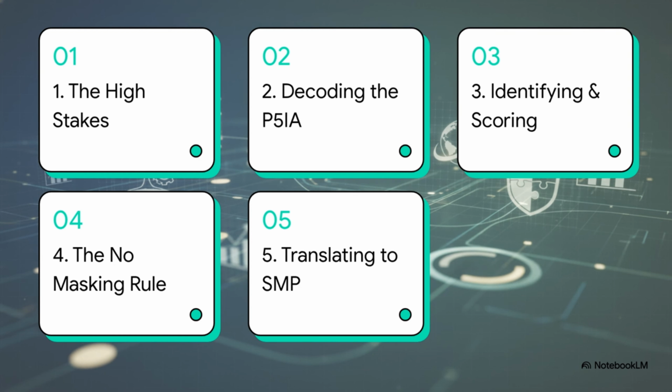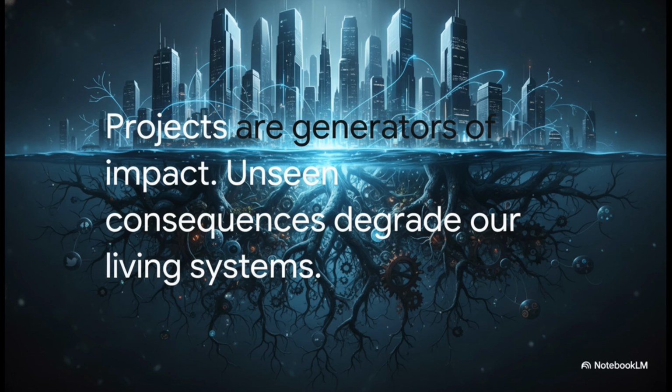So here's the cinematic reality of what we do. Projects don't just deliver a new piece of software or construct a building. They are massive generators of unseen impacts. And a lot of times, those unseen consequences can seriously degrade our living systems. Good intentions? Totally useless here. To actually manage these hidden impacts, we need a disciplined tactical framework. We have to figure out how our projects maintain, degrade, restore, or actually enhance system capacity over the long haul.